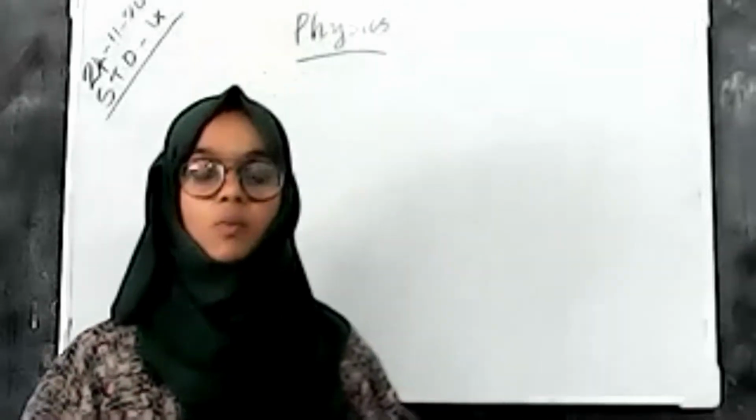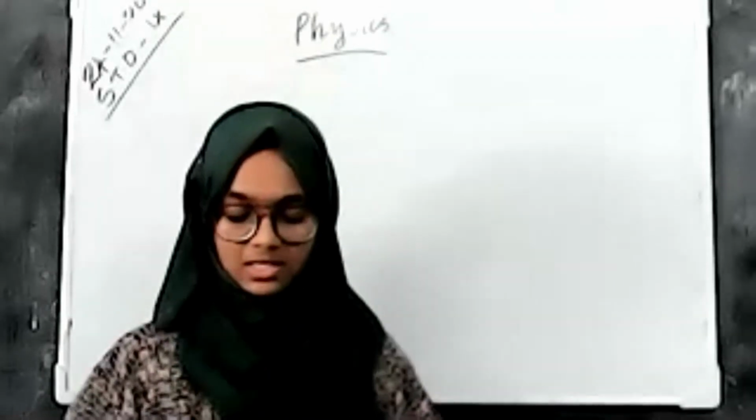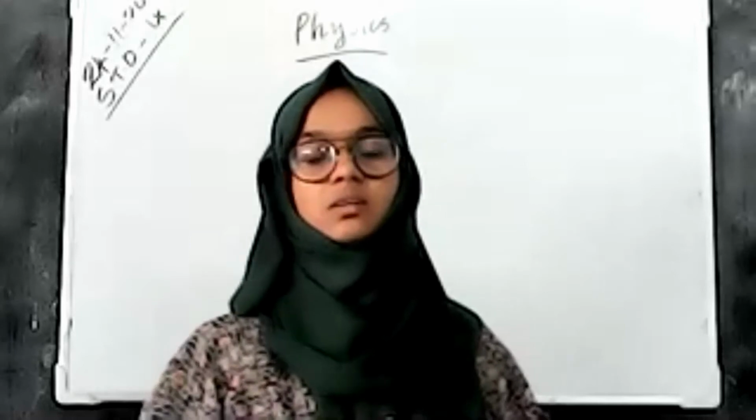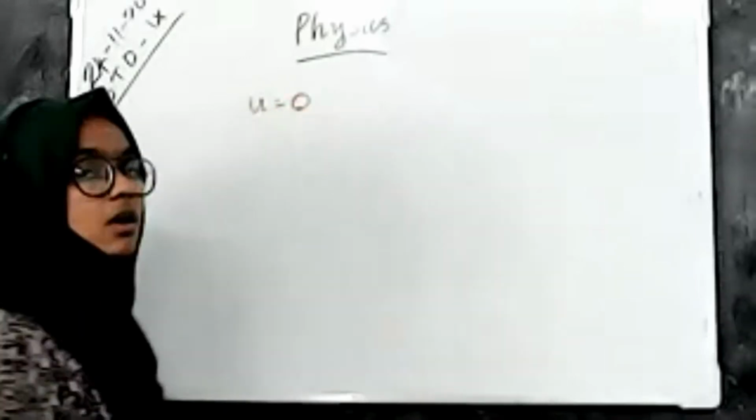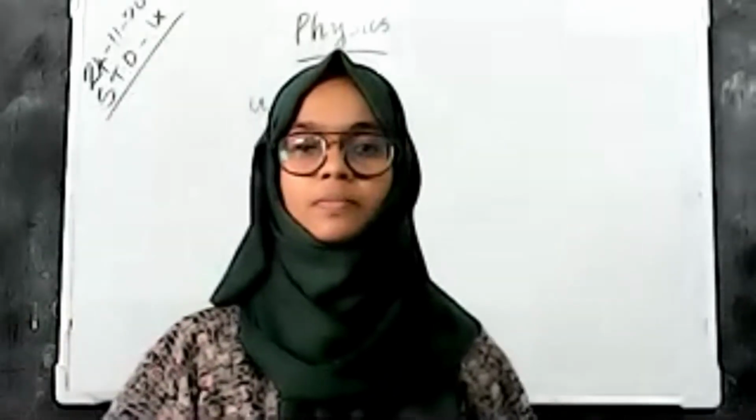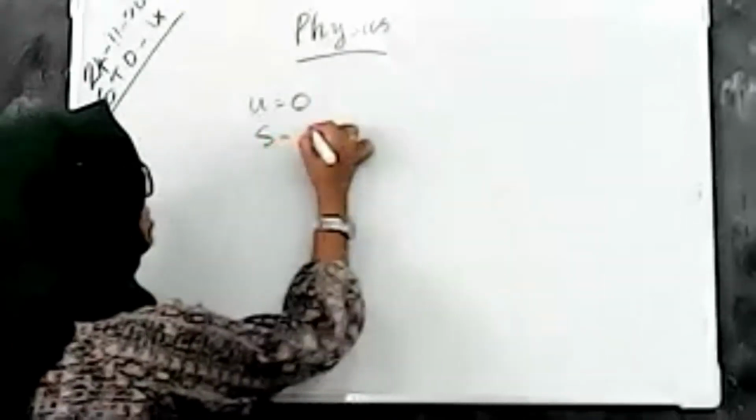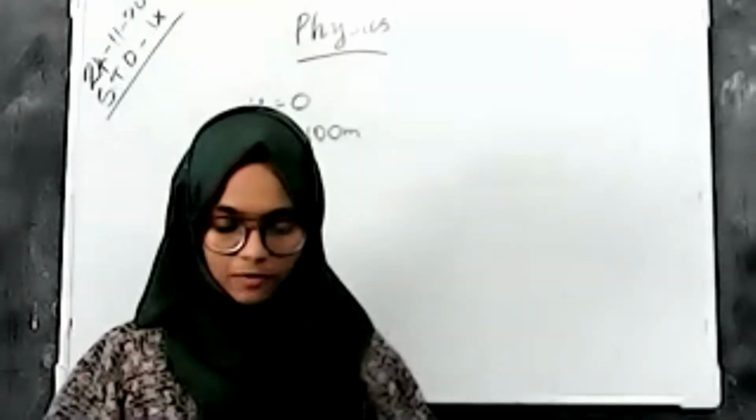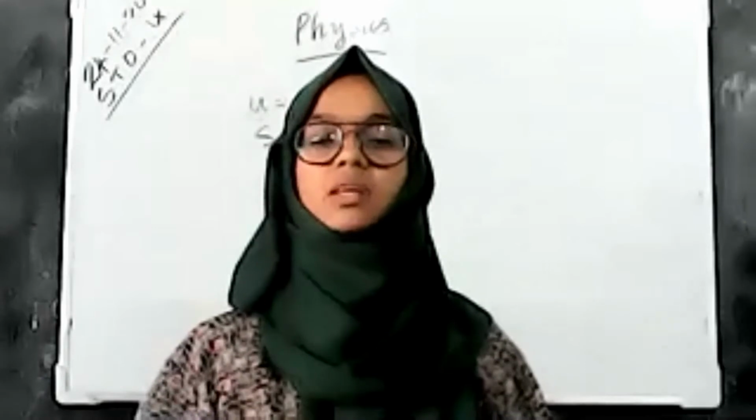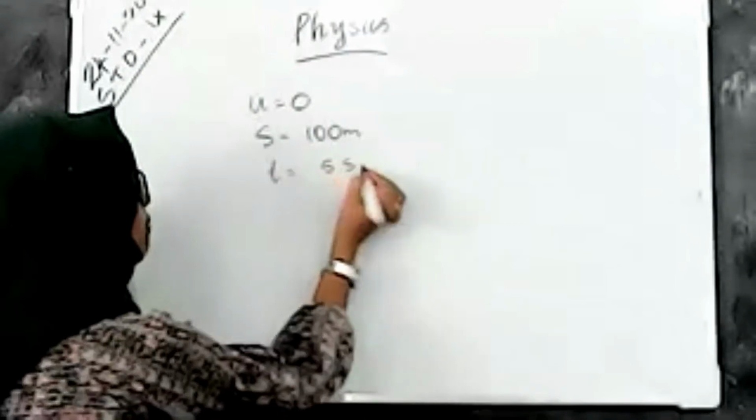First of all, read the problem and write the points given in the problem. A car starting from rest, so the initial velocity of the body is u = 0 because the body is at rest. The body travels 100 meters, so the displacement of the body is s = 100 meters. With a uniform acceleration in 5 seconds, so the time taken to travel is t = 5 seconds.